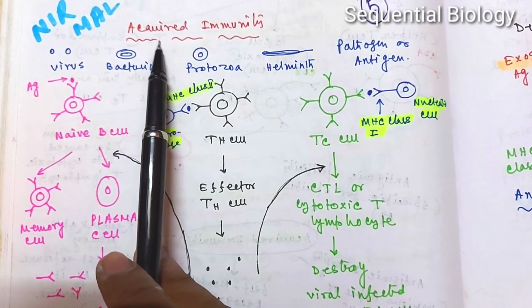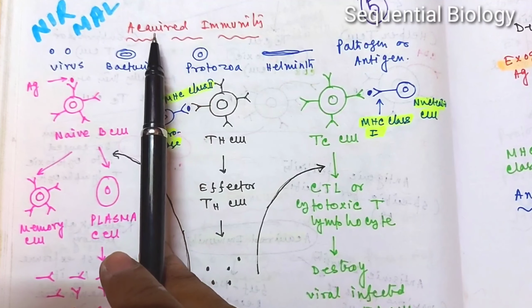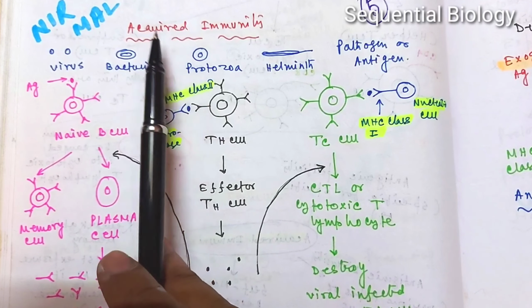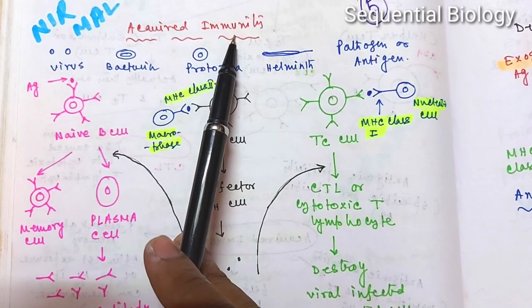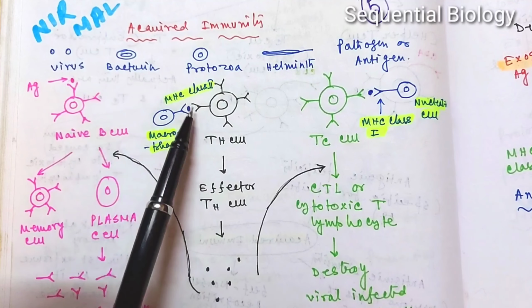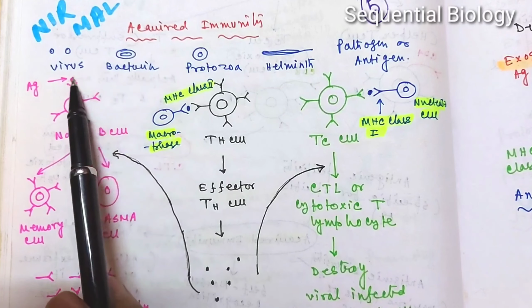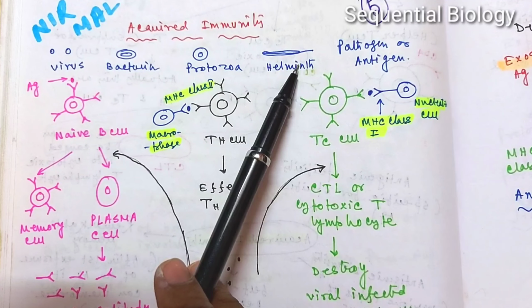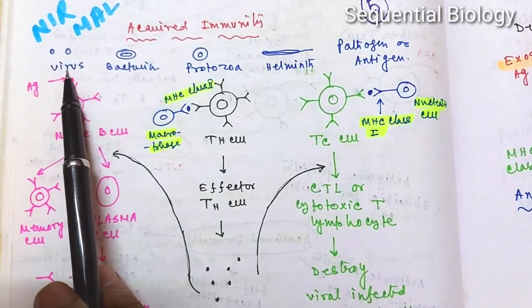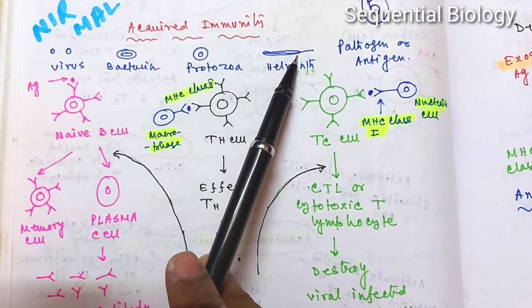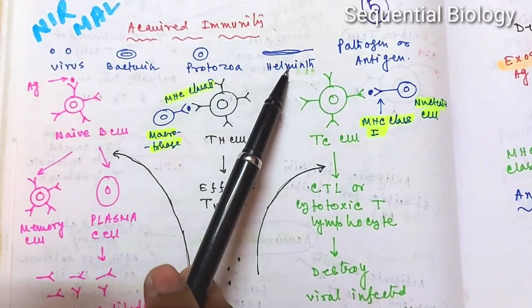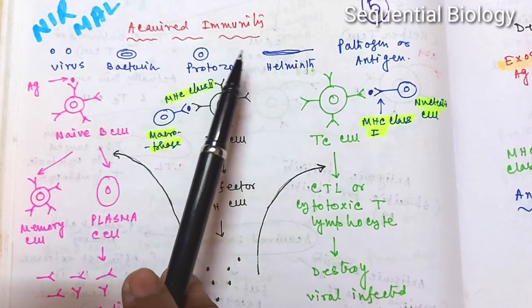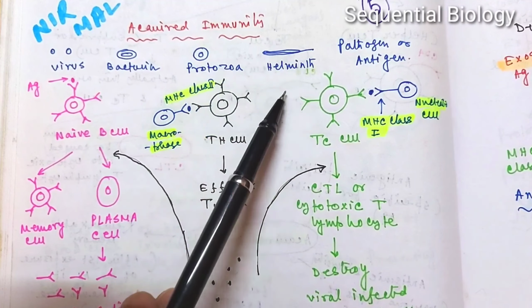In the previous video we talked about innate immunity. In this video we will be talking about acquired immunity. Acquired immunity is known as the second line of defense, and in acquired immunity two types of cells are responsible for removal of different types of pathogenic organisms. These pathogenic organisms may be viruses, bacteria, protozoa or helminths. So acquired immunity causes the clearance of these pathogenic organisms. But how does acquired immunity act? Here we will discuss this.